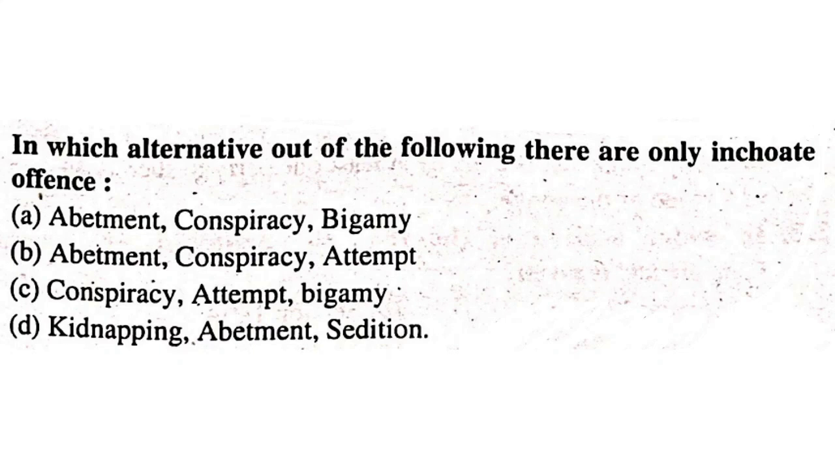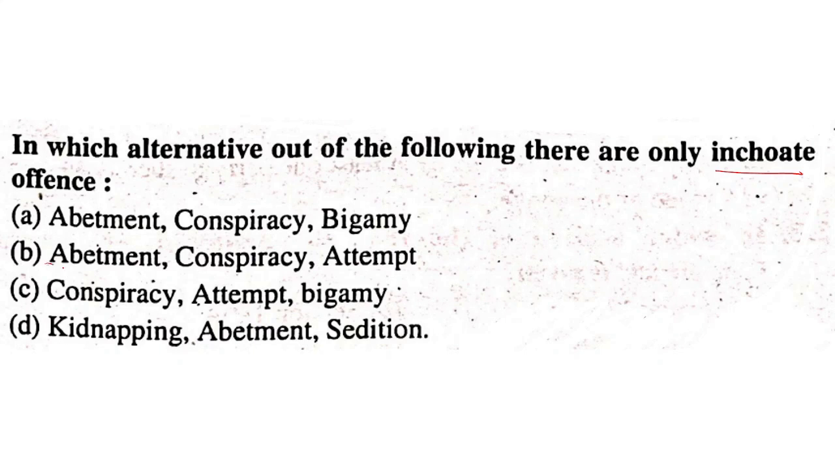Abatement, conspiracy, bigamy; abatement, conspiracy, attempt; bigamy, kidnapping; abatement and sedition. What is inchoate? Inchoate means an incitement or conspiracy anticipating or preparatory to a further criminal act. That is called inchoate. That is to excite someone. So in which alternative out of the following are there only inchoate offenses?